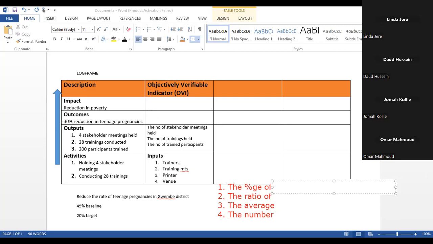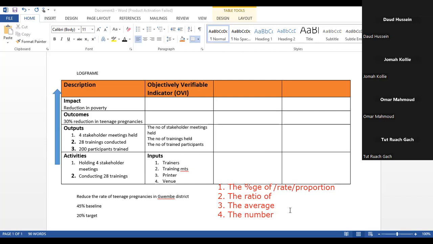And by the way, before we move from there, percentage is usually the same as rate, and is the same as proportion. So we can either say the percentage of teenage pregnancies or the rate of teenage pregnancies. However, you have raised a very important point. We don't say reduced. We just say the rate of teenage pregnancies or teenage pregnancies rate.